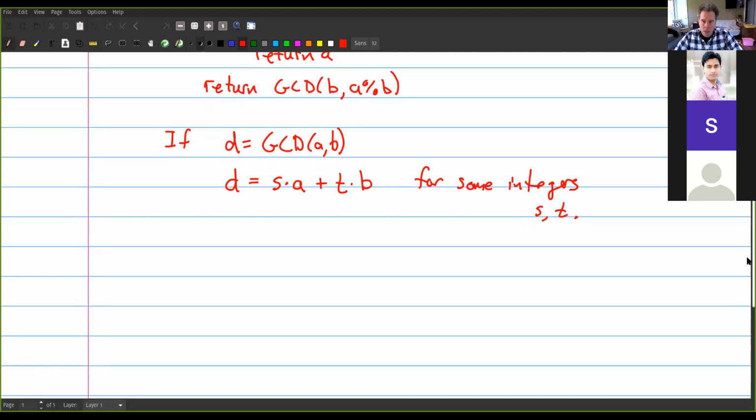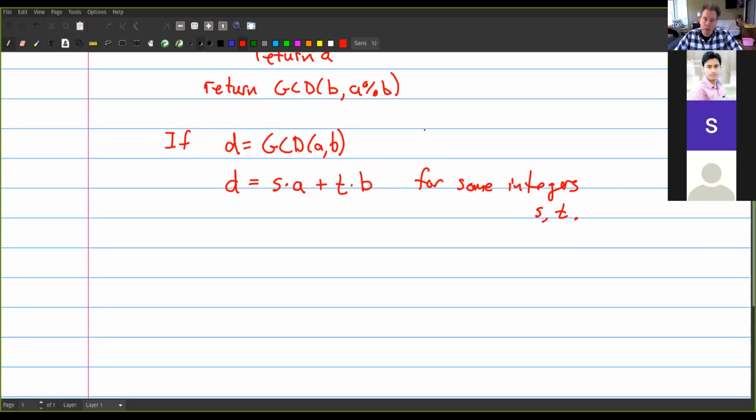And that's true for all numbers A and B. For all numbers A and B, if you take their GCD, there's some way to write the GCD as a linear combination of the two numbers. And in fact, it's the lowest positive number that can be expressed as a linear combination of A and B.